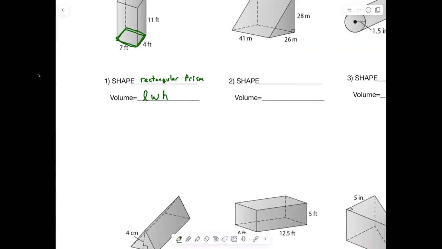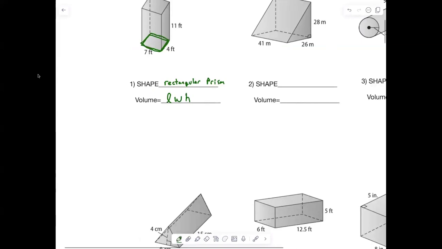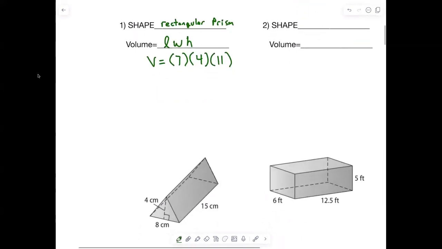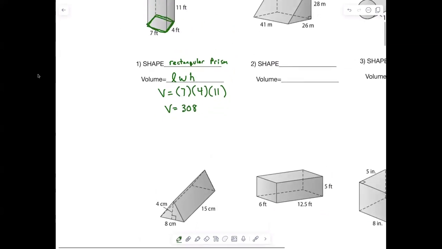After you write that formula, underneath it you're going to write V equals. What's the length, what's the width, and what's the height? 7 times 4 times what? Times 11. That's correct. So now take out your handy dandy calculators, and hopefully you come up with a volume equal to 308. Now, 308 what?